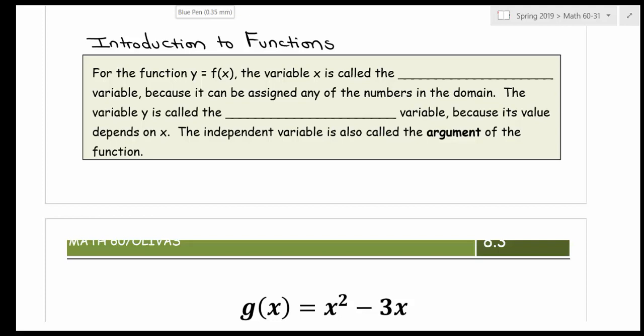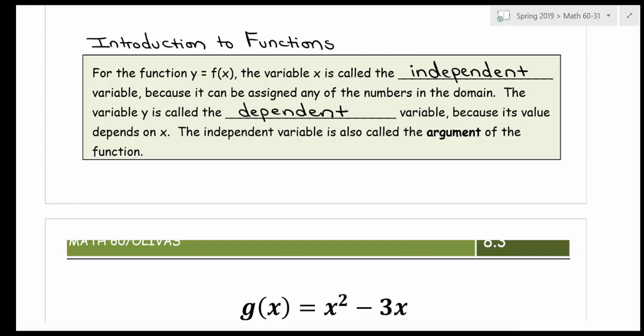Let's start off this introduction to functions with some definitions. For the function y equals f of x, the variable x is called the independent variable, because it can be assigned any of the numbers in the domain. The variable y is called the dependent variable because its value depends on x. The independent variable is also called the argument of the function.